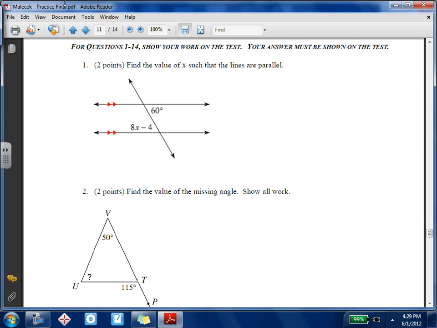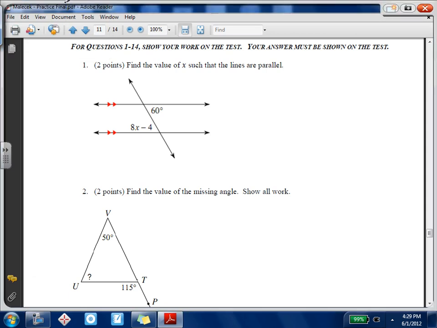Alright, so we're going to finish up the rest of this test with the pre-response sections. We're going to go one question at a time and then we'll move on. Number 1, find the value of x such that the lines are parallel.